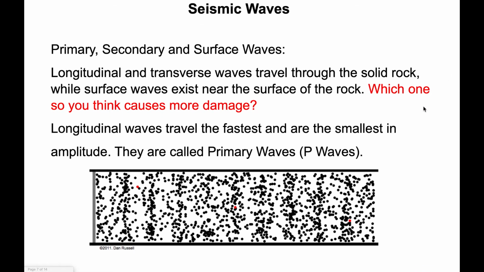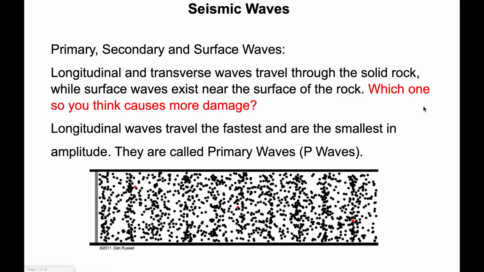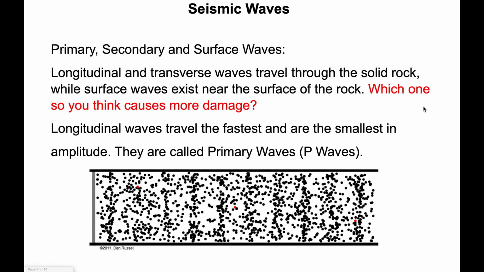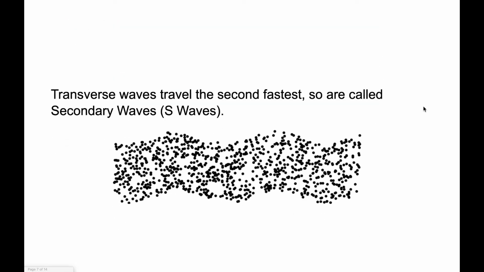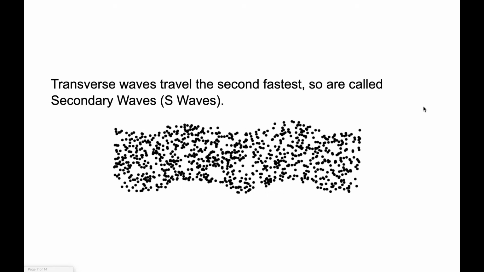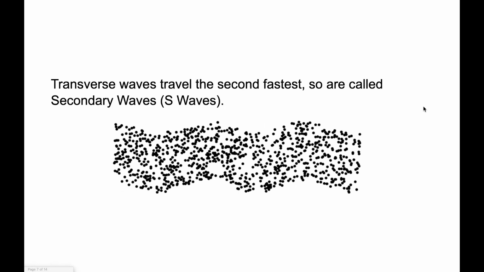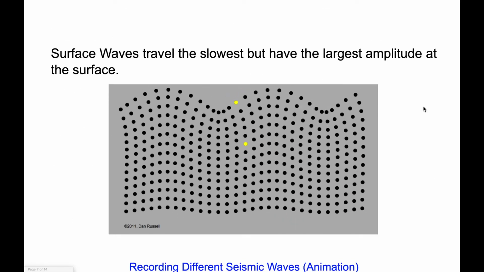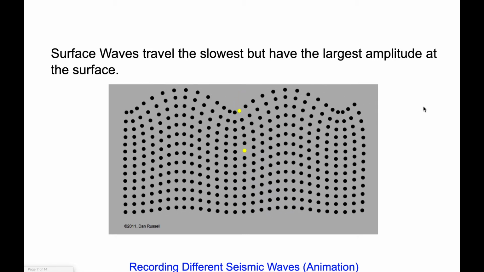Longitudinal waves, ones where particles are moving in the same direction as the wave propagation, are actually the fastest type of wave to travel through solid rock. So they're called primary waves. Primary because they're always the first to reach any location after an earthquake has happened. Transverse waves are called secondary waves because they travel a little bit slower than longitudinal waves. So these transverse waves are the second fastest, so they're called secondary waves. They arrive second. And finally, surface waves. These guys are the most destructive, and they arrive last at any location after an earthquake has happened.